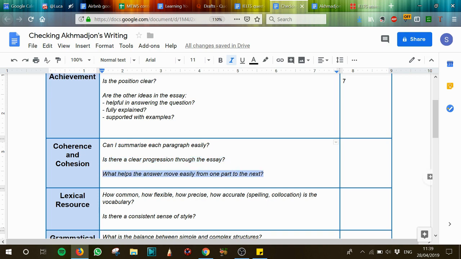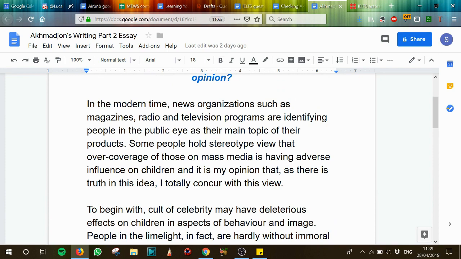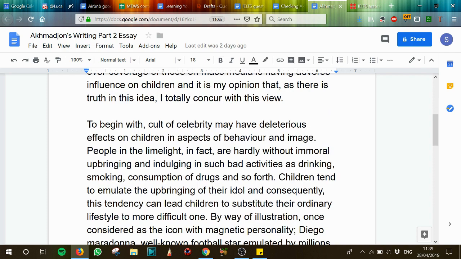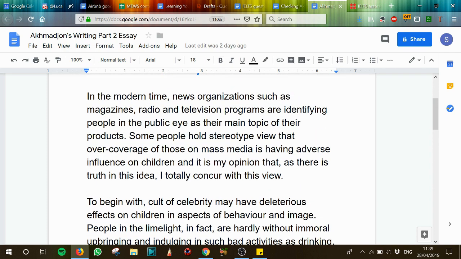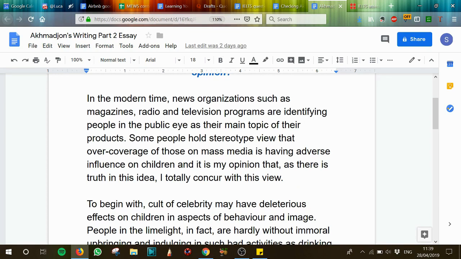But on the other hand, this question, what helps the answer move easily from one part to the next? Akmajon does actually have some really good features in his essay to keep the essay moving from one part to the next. So here I'm looking for connectors, I'm looking for pronouns, I'm looking at signposting, and I'm looking for a logical connection between paragraphs and between sentences.